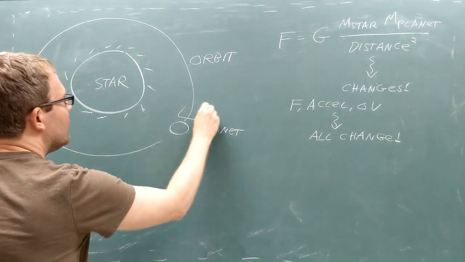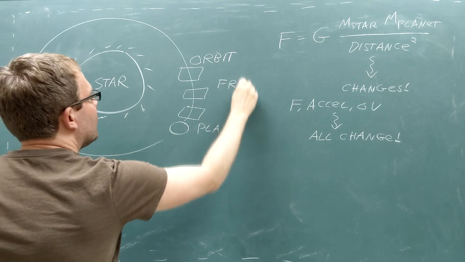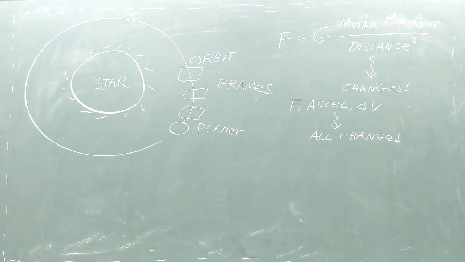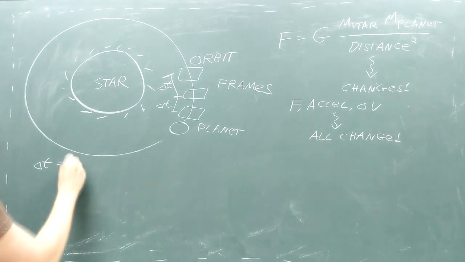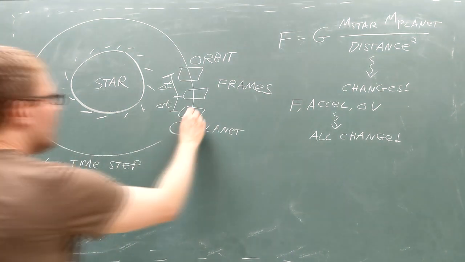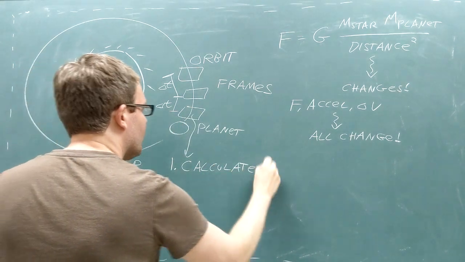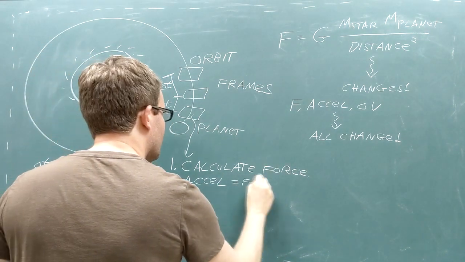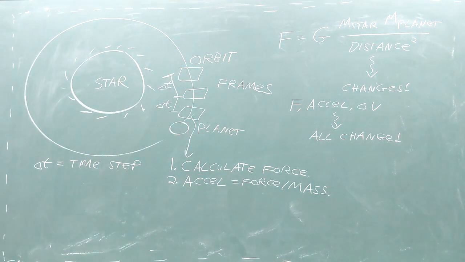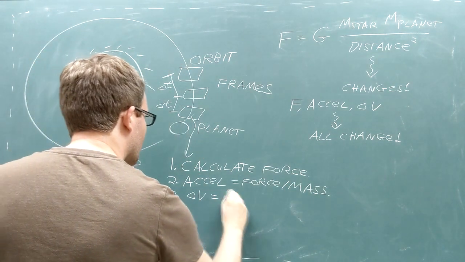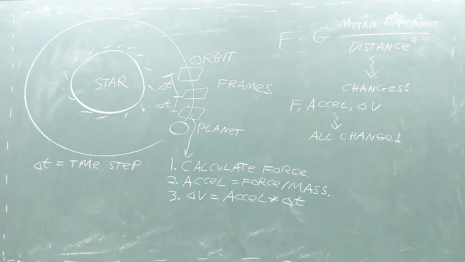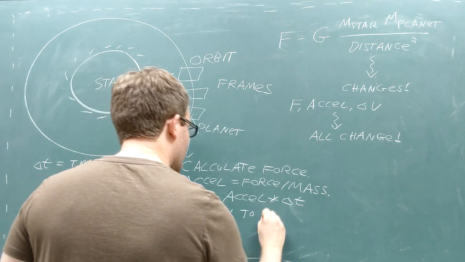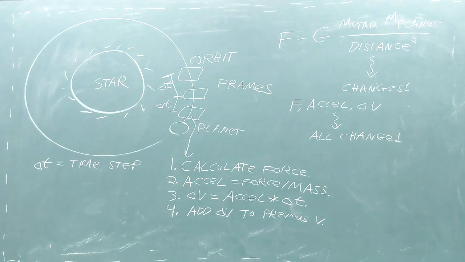We can think of this orbit as being sliced into individual frames for our animation. Each frame is separated by an amount of time delta t called the time step. In each frame, we calculate the force of gravity that the star exerts on the planet. Then we calculate the acceleration that the planet feels in this frame by dividing by the planet's mass. Then we calculate how much the planet's velocity changes in this frame by multiplying the planet's acceleration times the time step. We add this change to the velocity from the previous frame to find the planet's velocity for this frame.